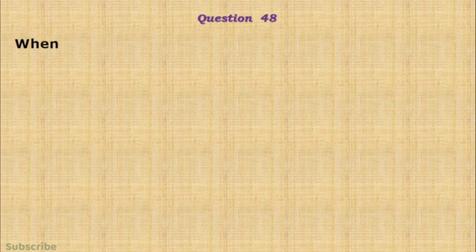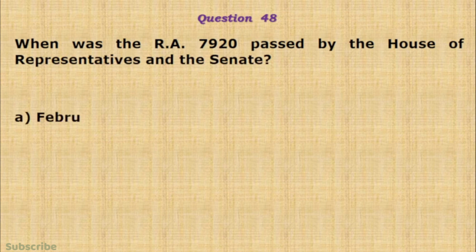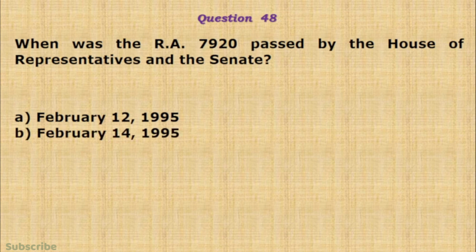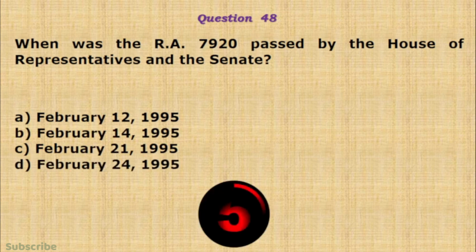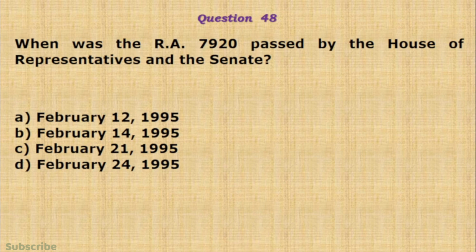Question number 48. When was the RA 7920 passed by the House of Representatives and the Senate? A. February 12, 1995. B. February 14, 1995. C. February 21, 1995. D. February 24, 1995. The correct answer is letter C, February 21, 1995.